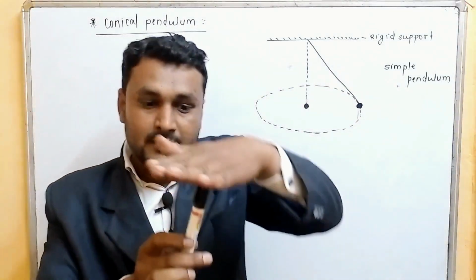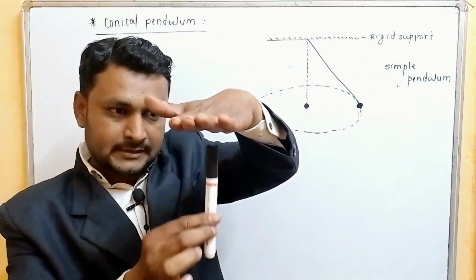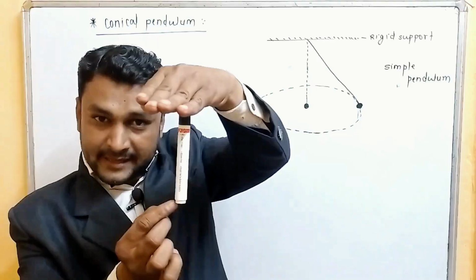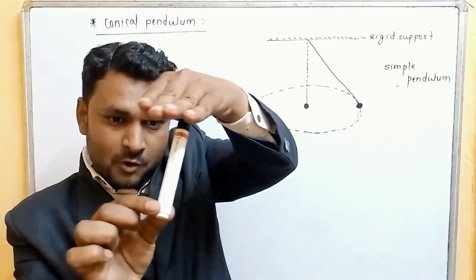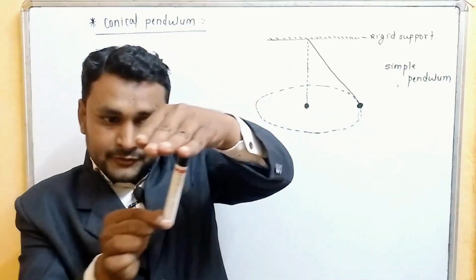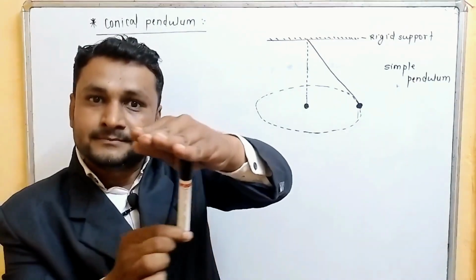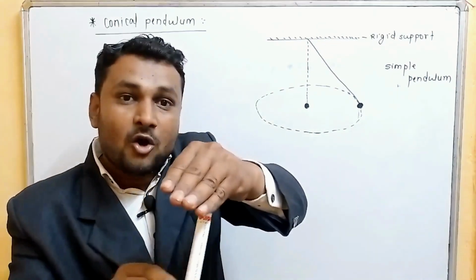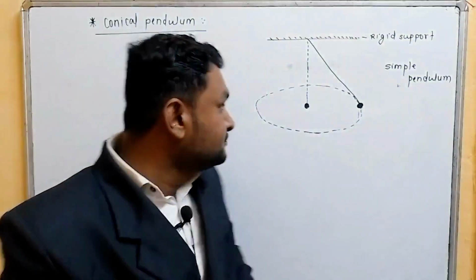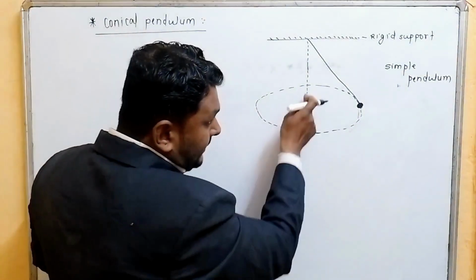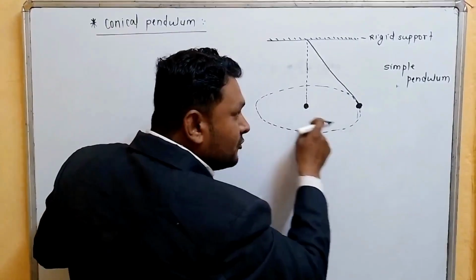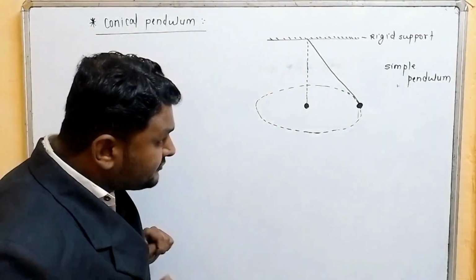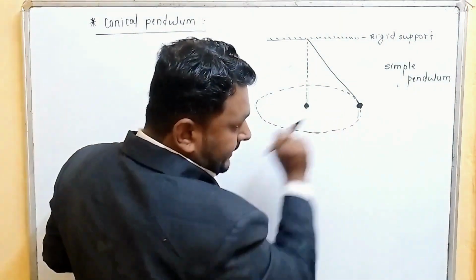See here, this is the rigid support, this is the string and bob is connected here. If you are applying an external force, then this bob will perform the horizontal circular motion. And this string will revolve around the right circular cone. So this bob is performing horizontal circular motion. This is important.